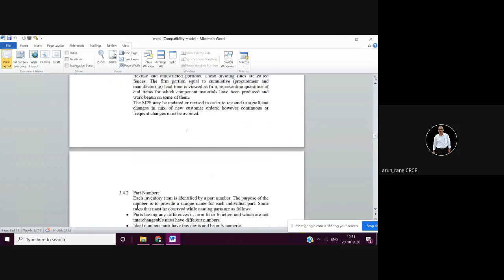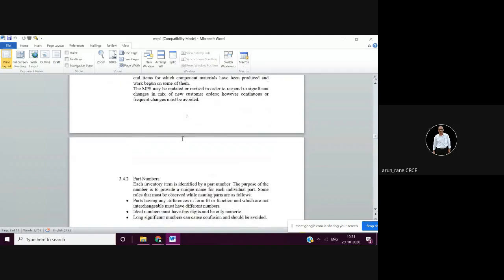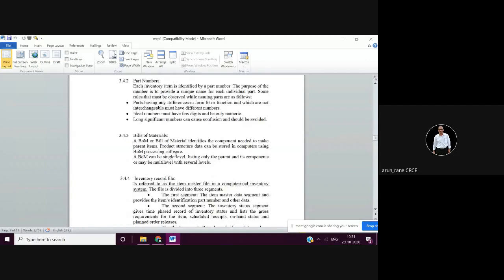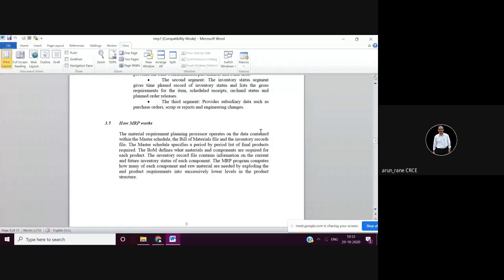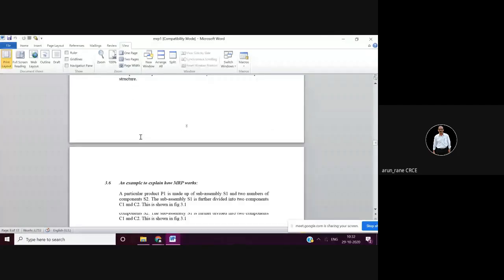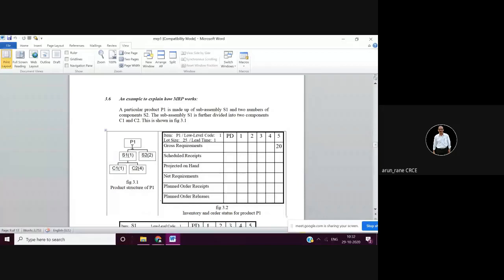In MRP, MPS is most important, Master Production Schedule. Then bill of material, that is another output MRP gives. How MRP works? MRP works backward. That is, what is the delivery date and when I have to place an order for the raw material.